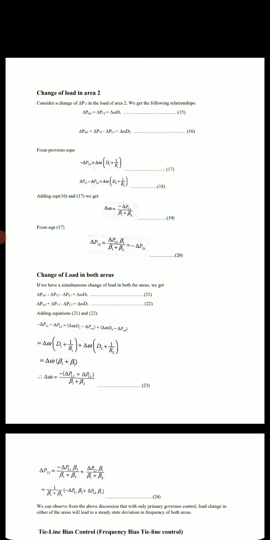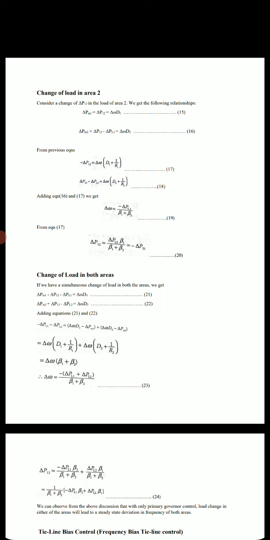Adding equations 16 and 17, we get delta omega, because after adding the equations only delta omega remains. That is, delta omega is equal to minus delta PL2 divided by beta 1 plus beta 2, because we have seen in the previous classes what exactly beta 1 and beta 2 are. Beta 1 and beta 2 are the composite frequency response characteristics of area 1 and area 2.